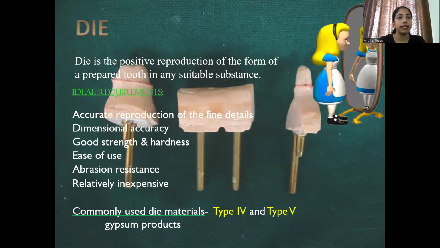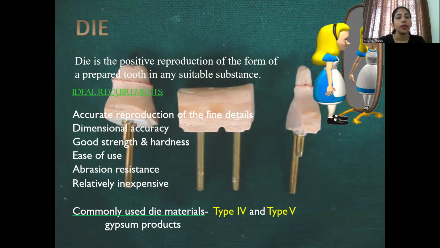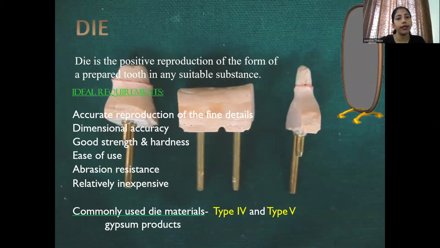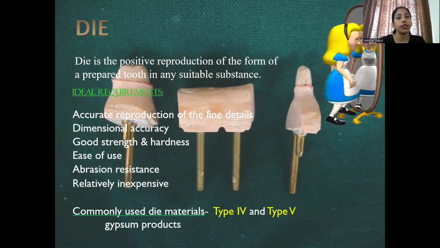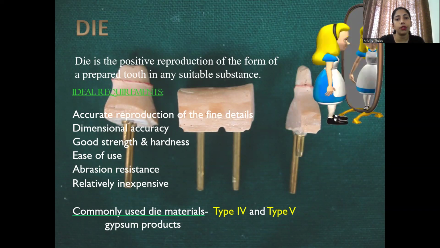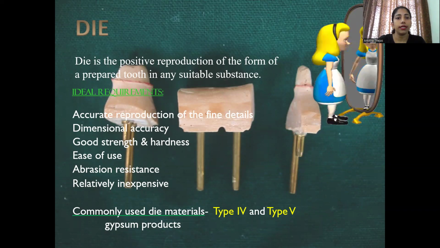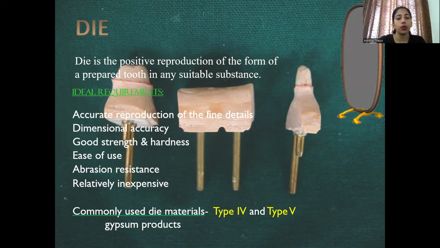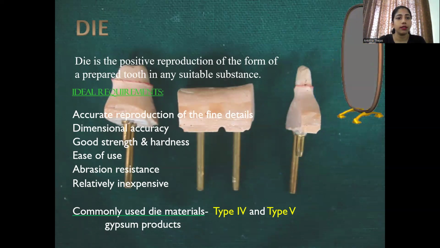Next, we have a die. A die is a positive reproduction of the form of a prepared tooth in any suitable substance. So for the die, there are a few ideal requirements. The die which we use should have accurate reproduction of fine detail. It should follow the fine details of the impression which you have made. So whatever is there in the patient's mouth, that exact replica should be there in the die. So the importance of impression material as well as the die is necessary.